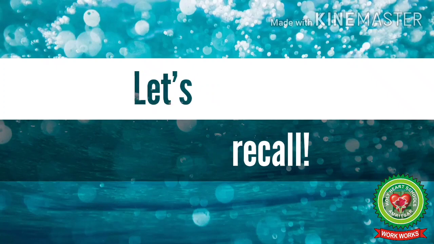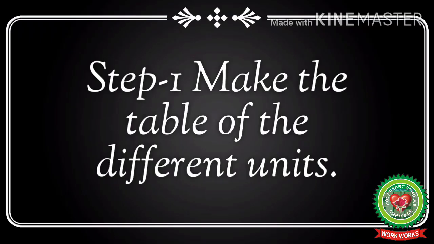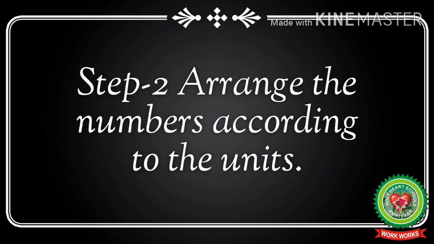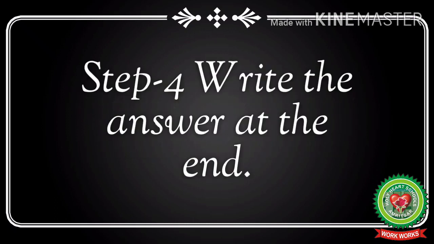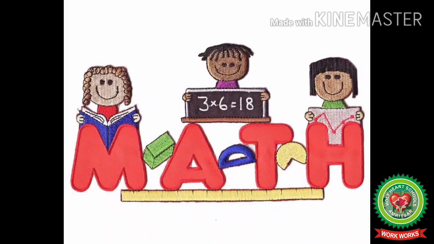Now kids, let's recall what we have learned today. We have discussed how to divide the different units, for which we have followed some steps. Step 1 is to make the table of the different units. Step 2 is to arrange the numbers according to the units. Step 3 is to divide the given numbers. Step 4 is to write the answer at the end. I hope kids you have understood how to divide the different units.